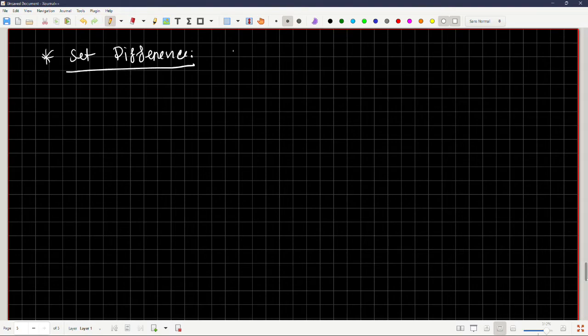So let's say you have a set A and you have a set B. The set difference is given by this backslash symbol. Some texts use this symbol as well, A minus B, but I don't like it. You can use it, it's fine, but don't think of it as some sort of ordinary subtraction. So that's why I prefer this one, but you can also go for this one. So what does this tell us?